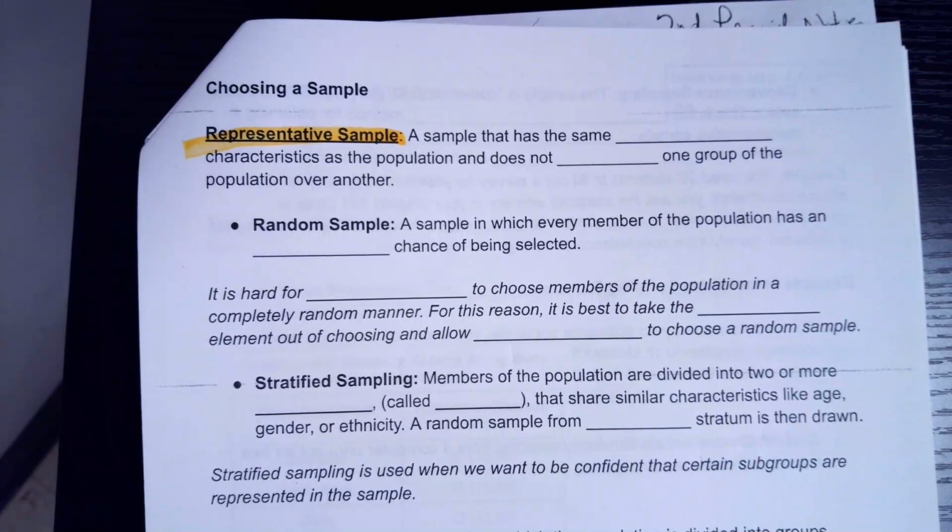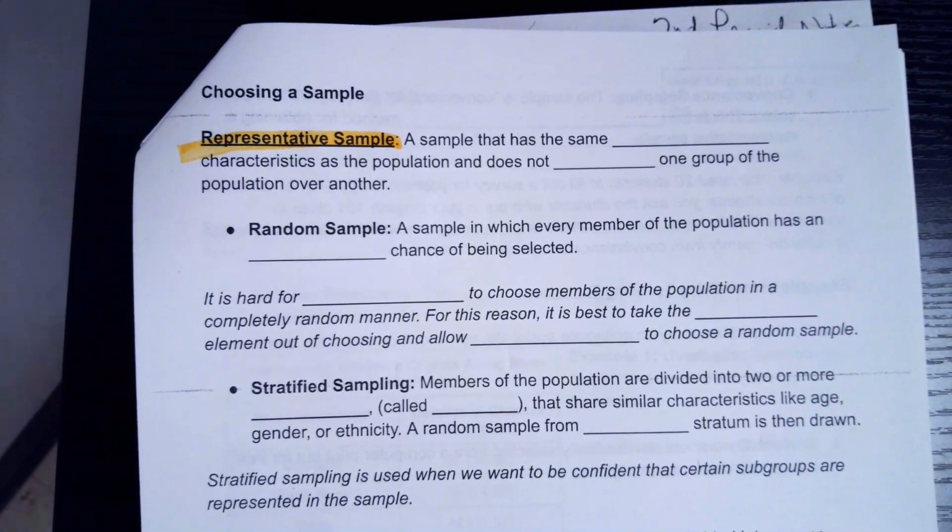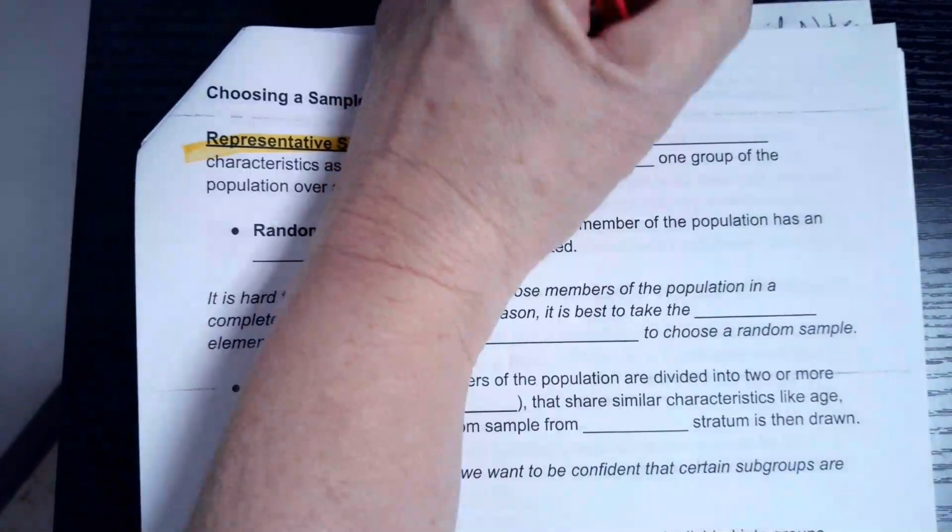Okay. So a sample that has the same blank characteristics as the population, I bet you're not going to guess the first one, and does not blank one group of the population over the other. I bet you have a bigger chance of getting the second blank. Same parameters? Same numerical? You would think so. Relevant.